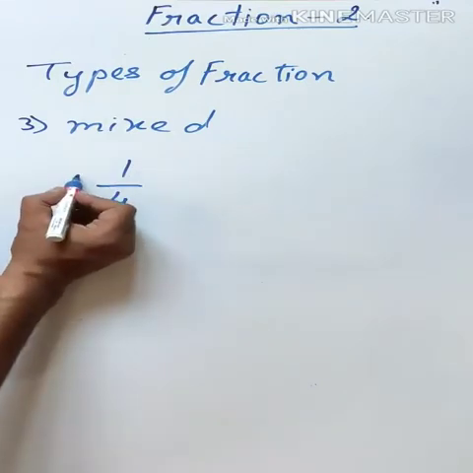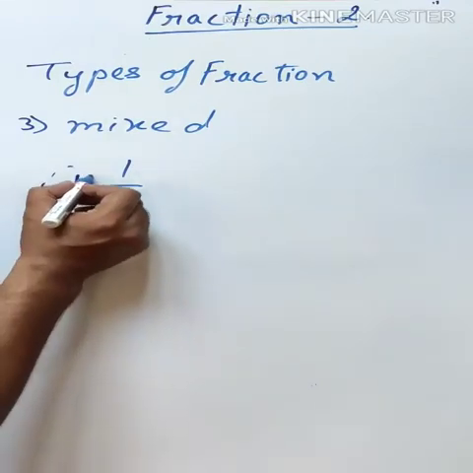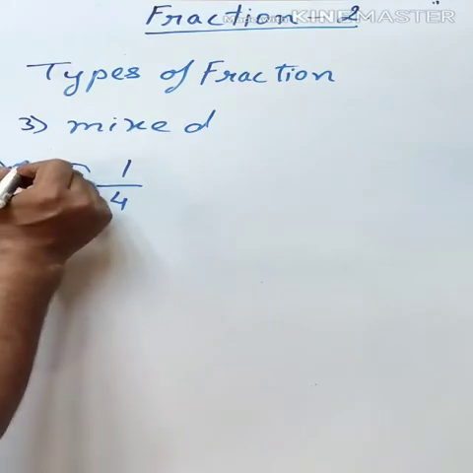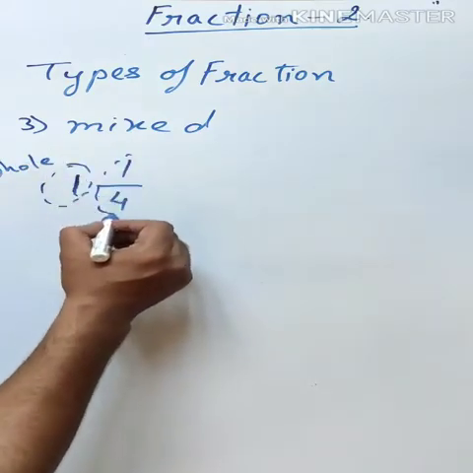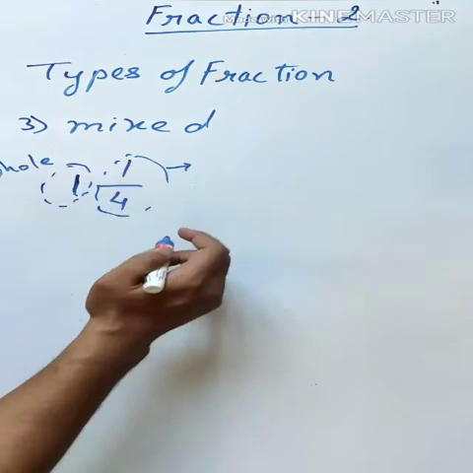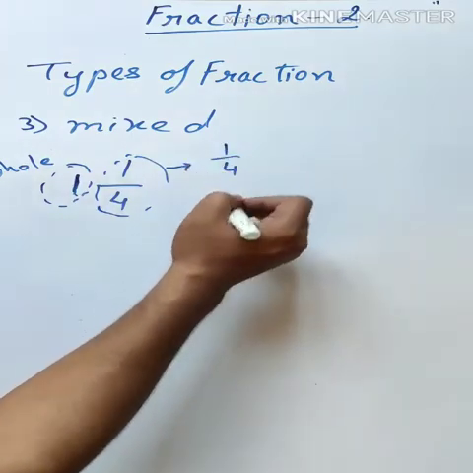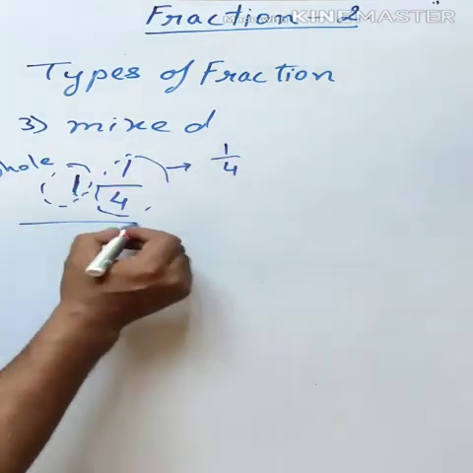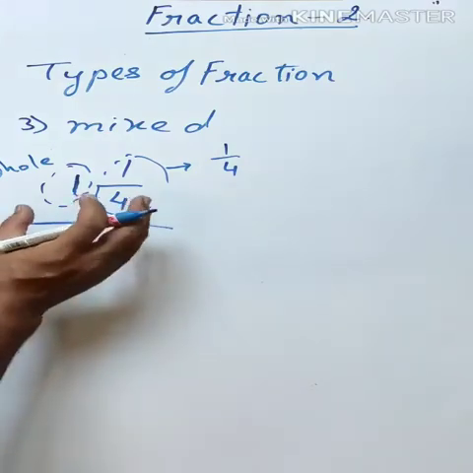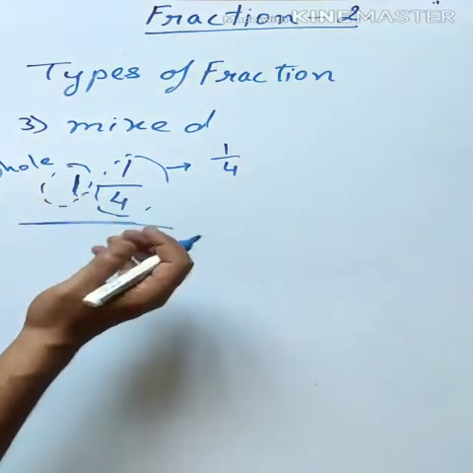So we read it as 1 whole. This is the whole part. This is 1 whole, and this is called 1 upon 4. So 1 whole 1 upon 4. What do you understand by the mixed fraction, and what does 1 whole 1 upon 4 mean?